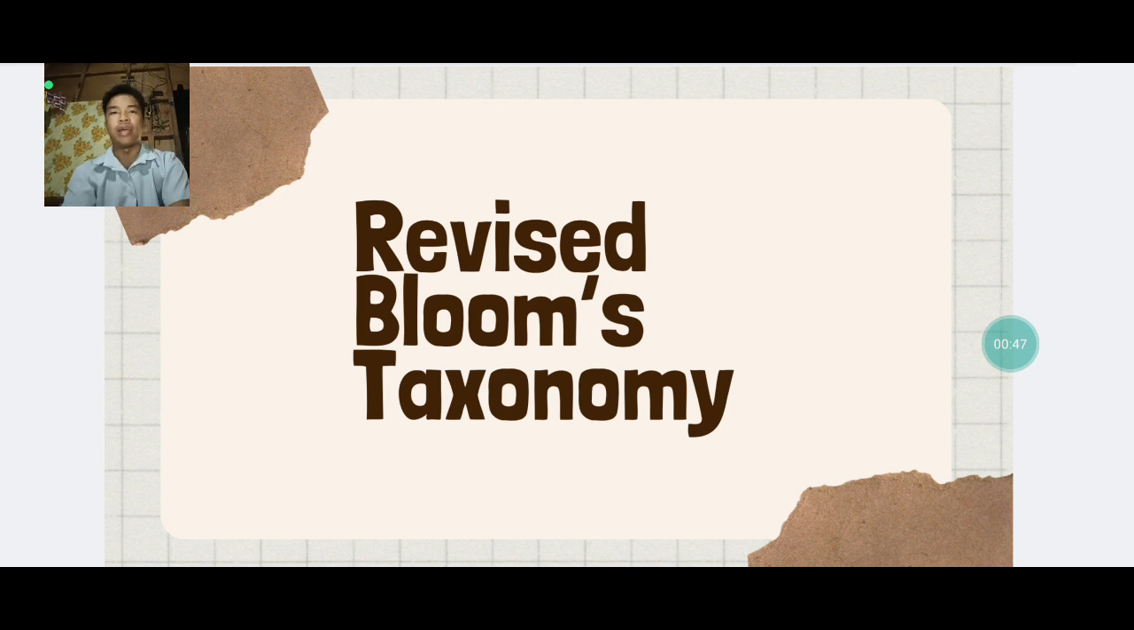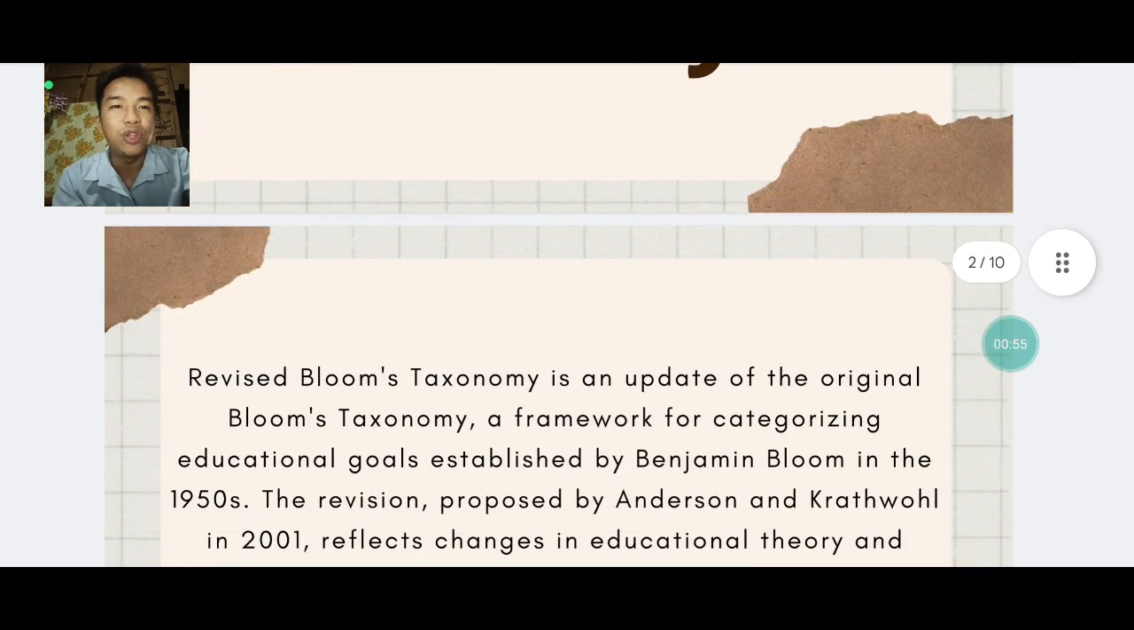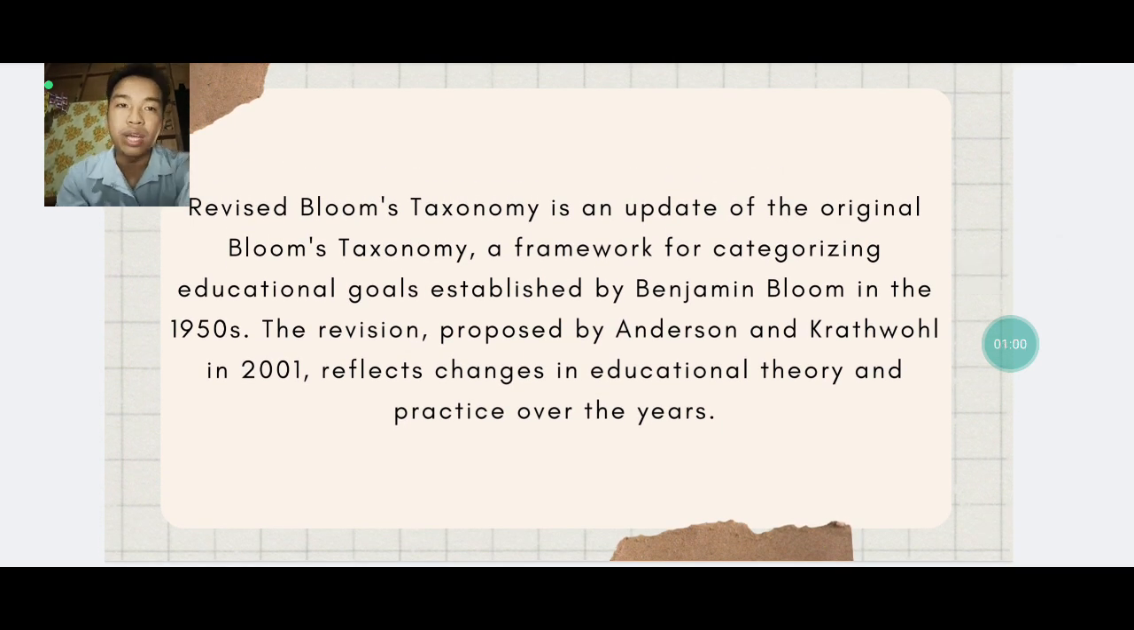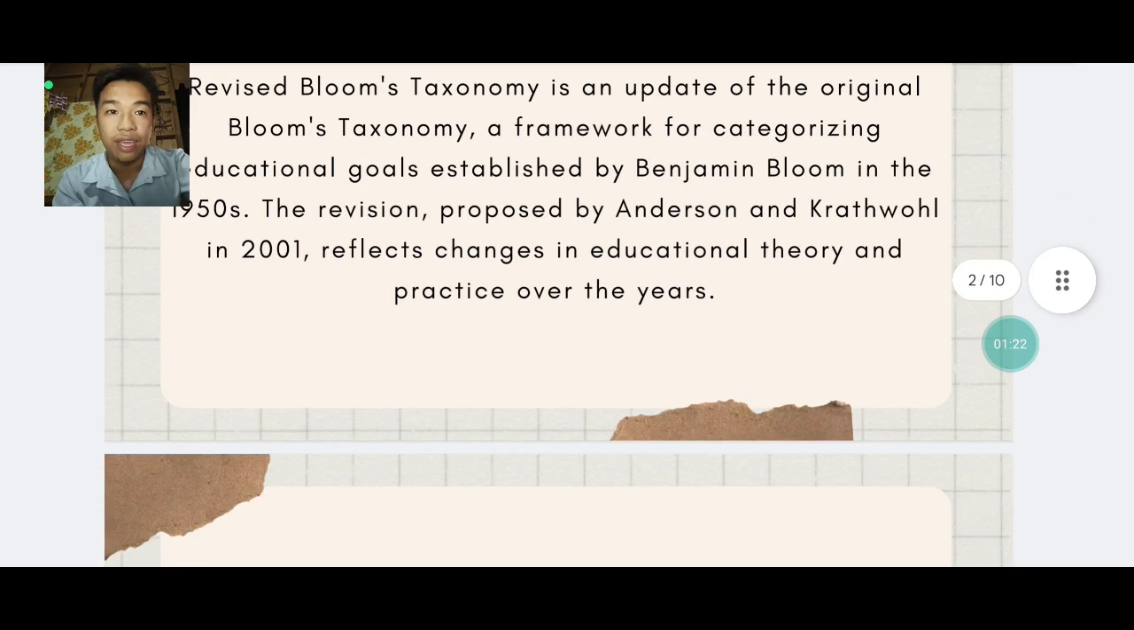Okay. All right. So now I'll be discussing the revised Bloom's taxonomy. What do we mean when we say revised Bloom's taxonomy? It is an update of the original Bloom's taxonomy, a framework for categorizing educational goals established by Benjamin Bloom in the 1950s. The revision proposed by Anderson and Krathwohl in 2001 reflects changes in educational theory and practice over the years.